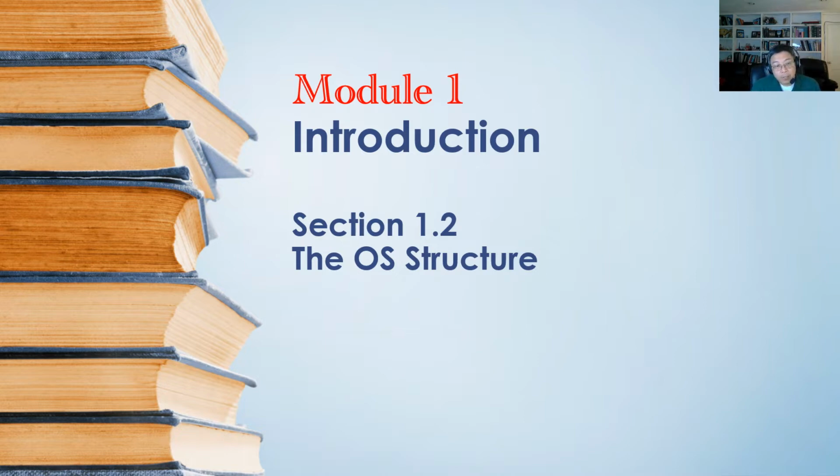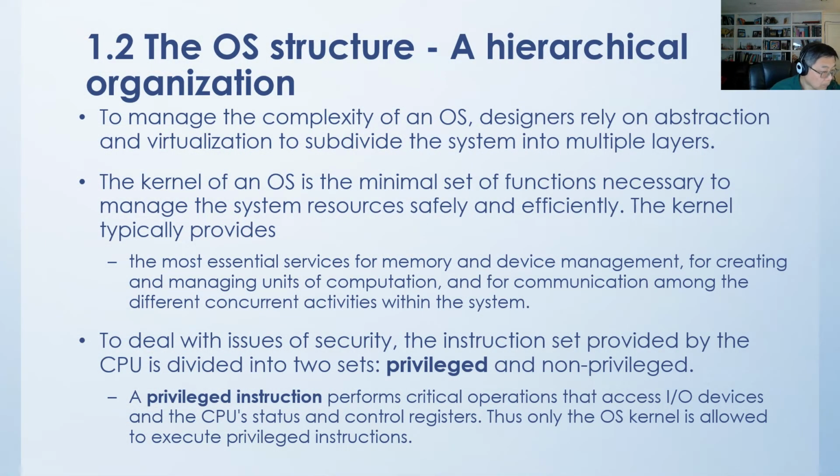Operating system is a very complex software system. So when you design the operating system, you need to organize the system to make sure that each part of the system can function properly. To manage the complexity of an operating system, designers rely on abstraction and virtualization, as we mentioned in the earlier section, to subdivide the system into multiple layers.